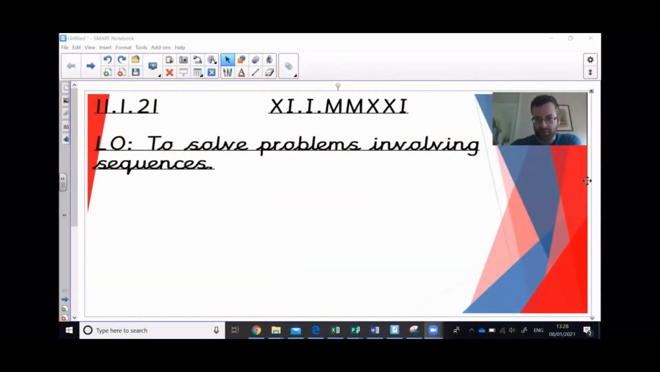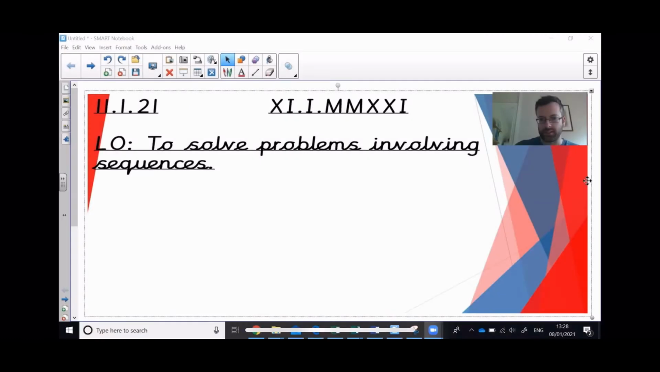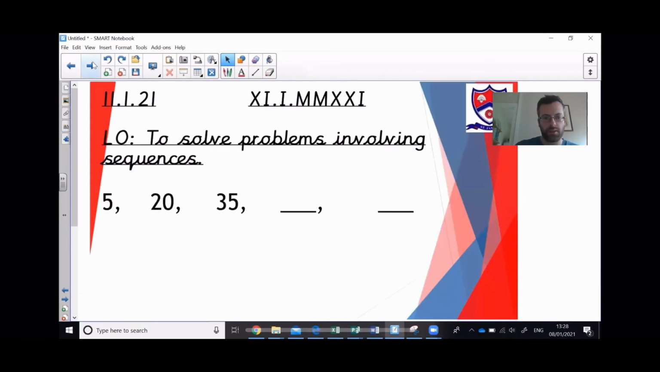You have made it into my screen. And like it says, we are looking at solving problems involving sequences. So this is a sequence. We've got 3 numbers. This chair's really creaky, I'm sorry. We've got 3 numbers and we need to work out what the next numbers are. So quickly, have a little think to yourself. What are those next numbers? Okay, well hopefully you got that they were 45 and 60.